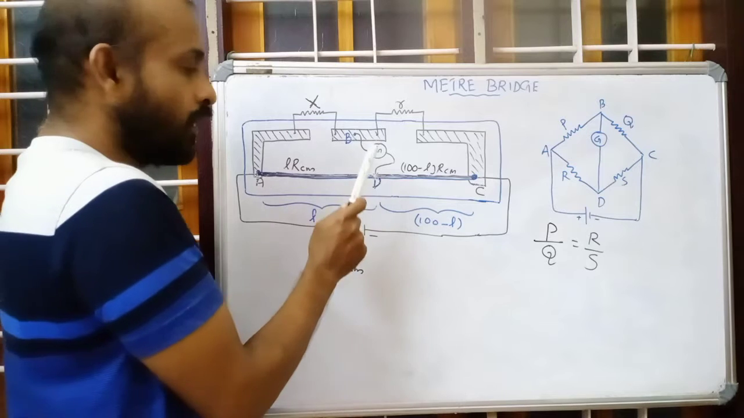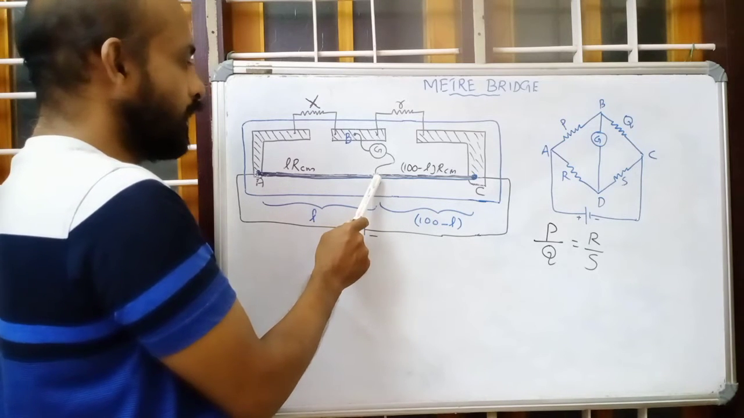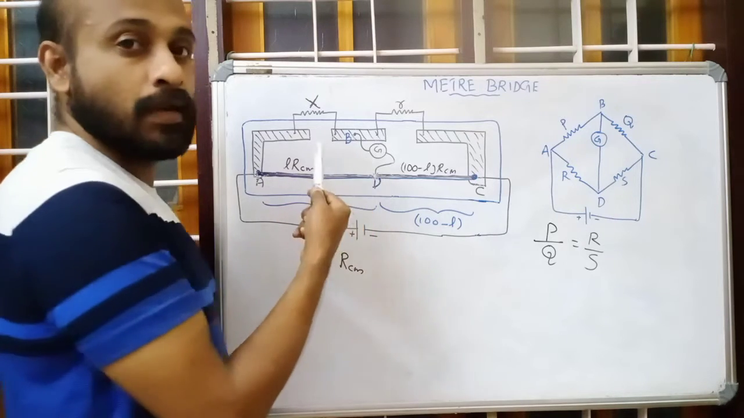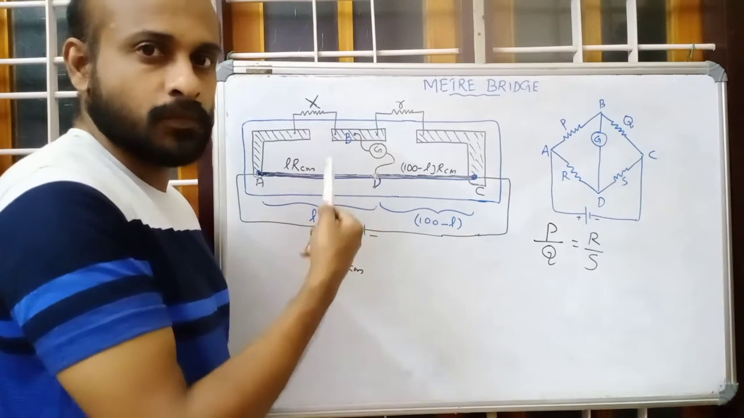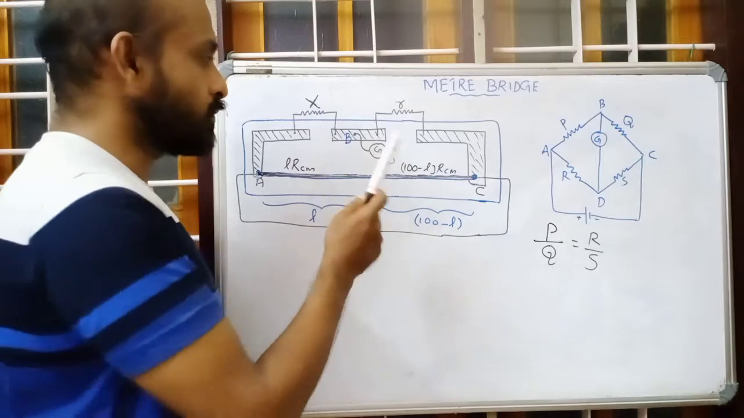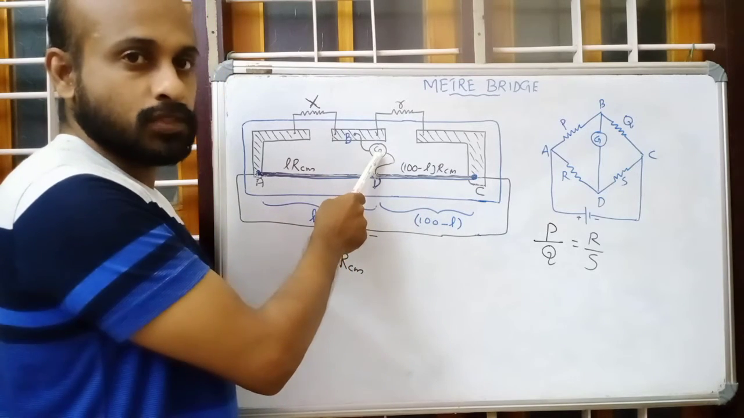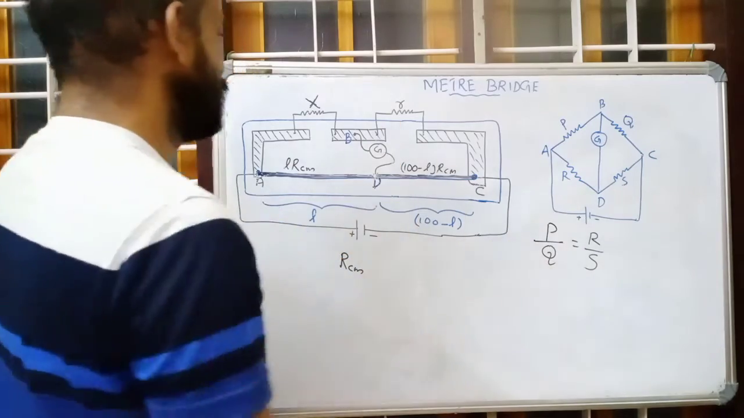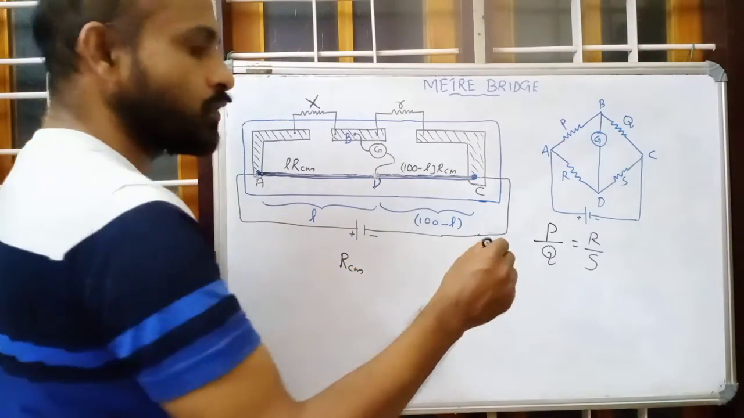This point is movable. Suppose at this point D, when the length is L from here to here, the balancing has taken place. What is the meaning of this? Balancing has taken place means no current flows through the galvanometer. So the ratio should be satisfied: P by Q is equal to R by S. Now I am going to take the ratio P by Q is equal to R by S.